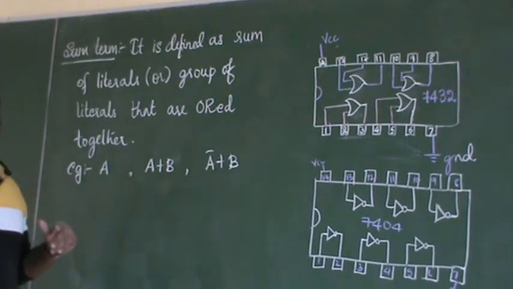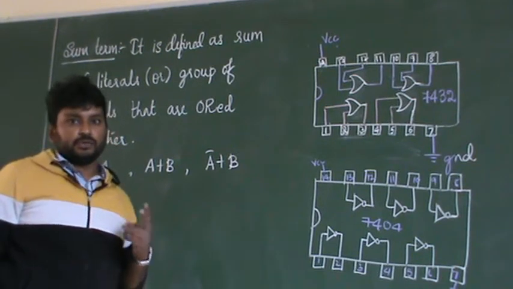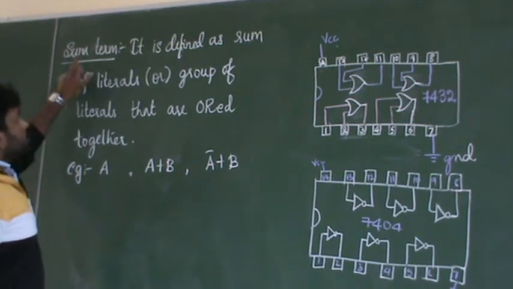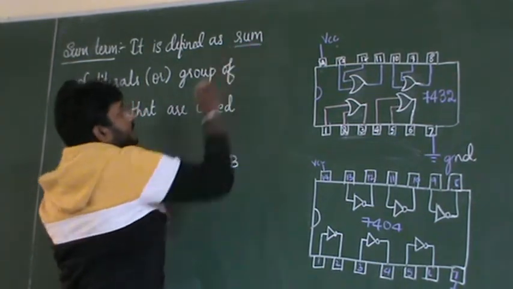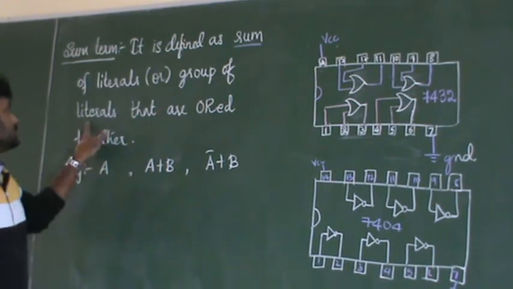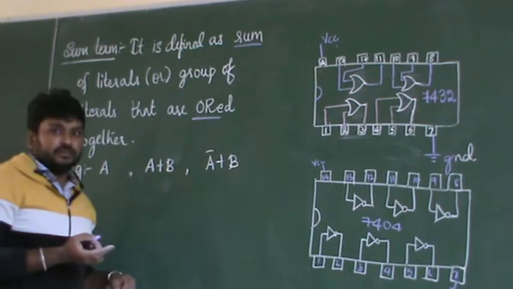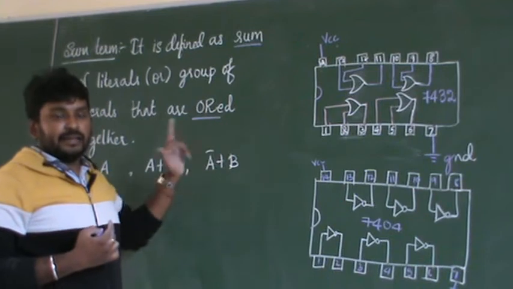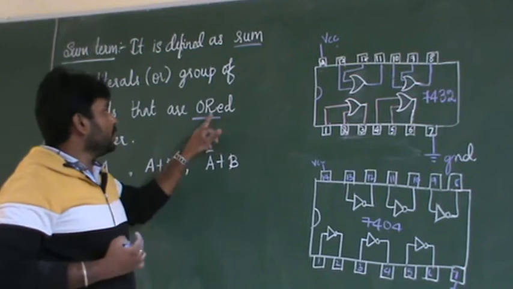We have discussed what is meant by a product term, right? So a product term is nothing but multiplying two or more literals. Now we will try to understand what is meant by a sum term. It is defined as the sum of literals, very important, the sum of literals or group of literals that are added together. Added means summing, okay, added together.